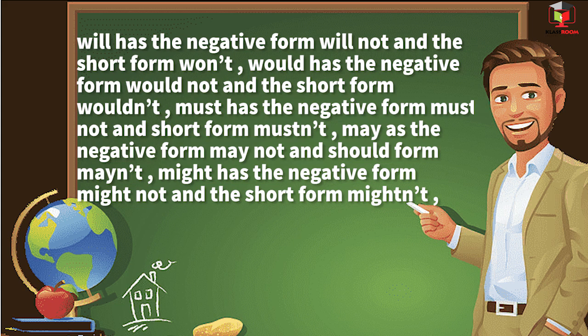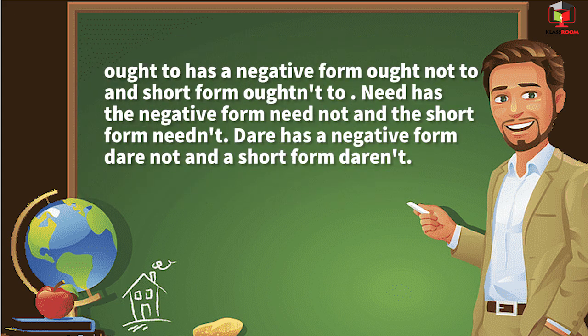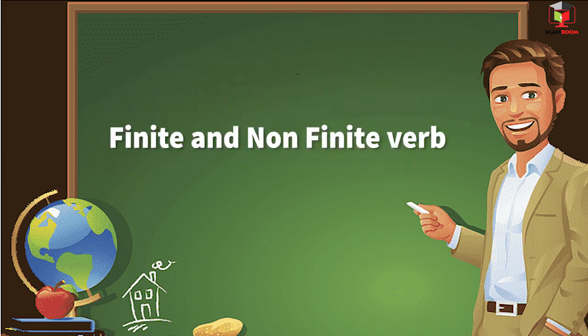Might has the negative form might not and the short form mightn't. Ought to has the negative form ought not to and the short form oughtn't to. Need has the negative form need not and the short form needn't. Dare has the negative form dare not and the short form daren't.